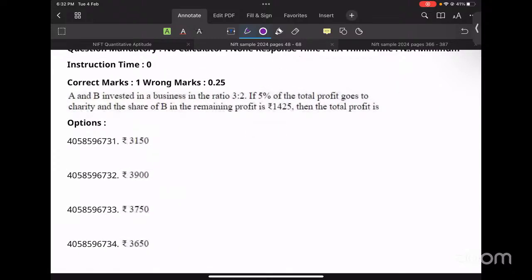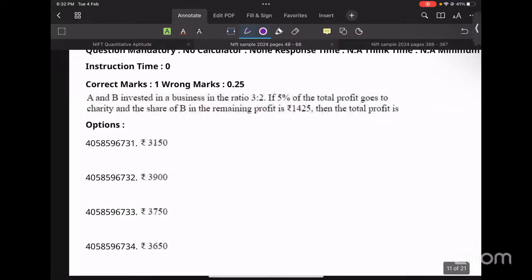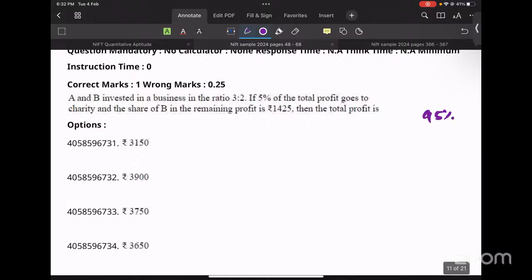Okay, an investment question. A and B invested in a business in the ratio 3 is to 2. If 5% of the total profit goes to charity, now they will be having 95% of the profit only with them. And the share of B in the remaining profit is 1425. Then the total profit is how much? That is the question. You guys can solve and put your response in the chat. So they had invested in a business.